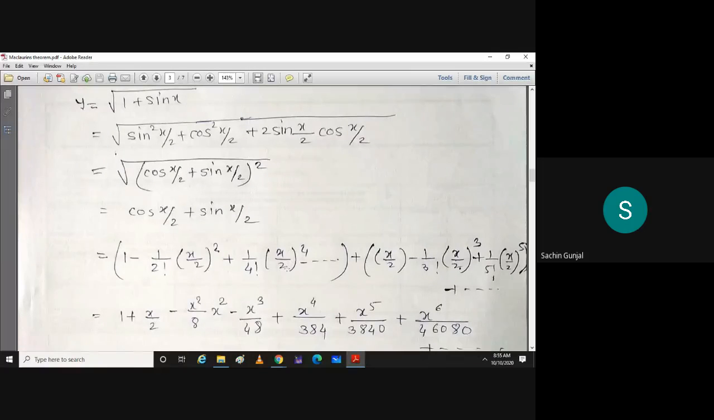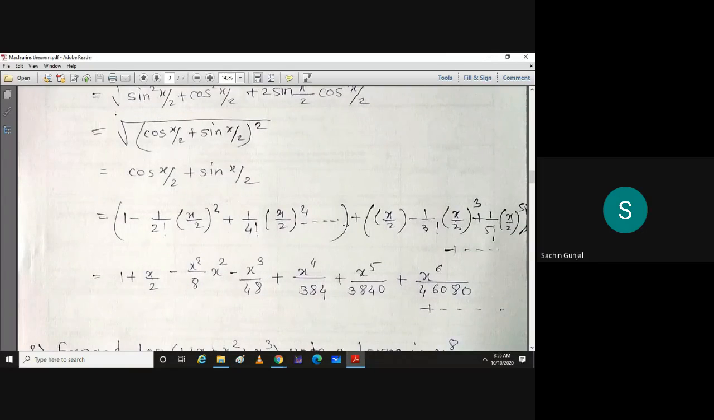So 1 by 2 raised to 4, that is 16 into 4 factorial. That turns out to be 384. Then x raised to 5. So 1 by 2 raised to 5, that is 32 into 5 factorial. That will be 3840. And then lastly, this is 1 by 6 factorial into (x by 2) raised to 6. So that coefficient is 1 by 46080.